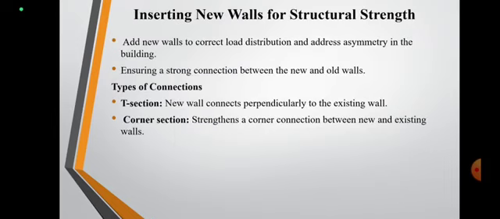Now, inserting new walls for structural strength. The main purpose is to add new walls to correct load distribution and address asymmetry in the building. It is done by ensuring a strong connection between the new and old walls. Types of connections: T section, where the new wall connects perpendicularly to the existing wall. Corner section, which strengthens a corner connection between new and existing walls.